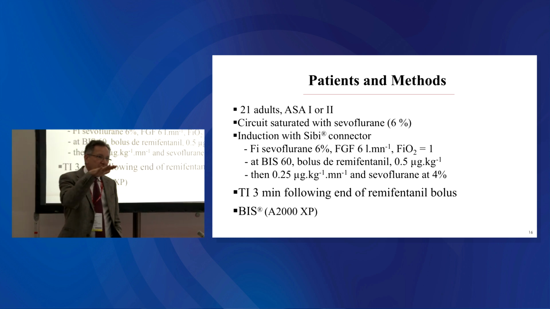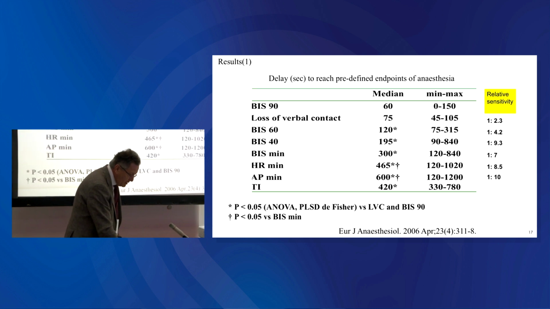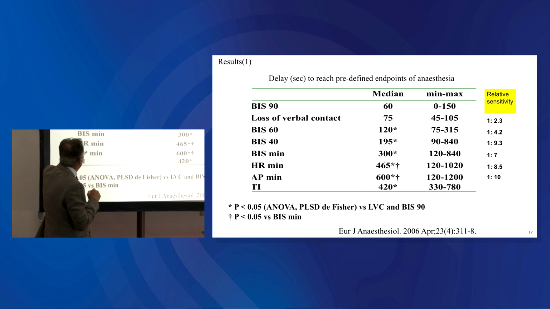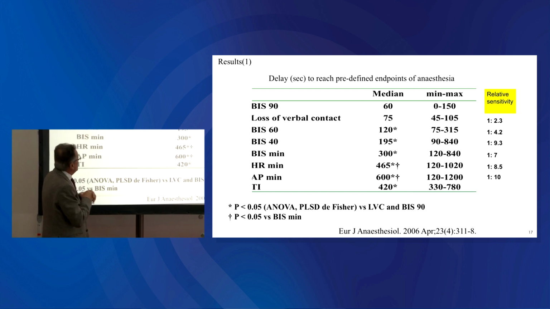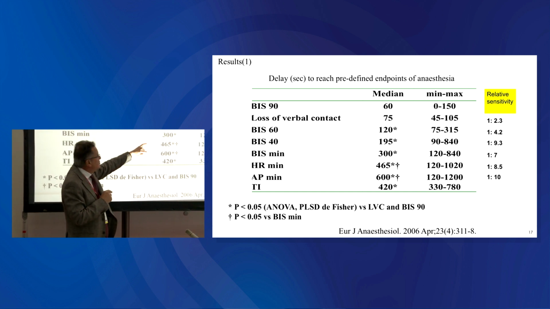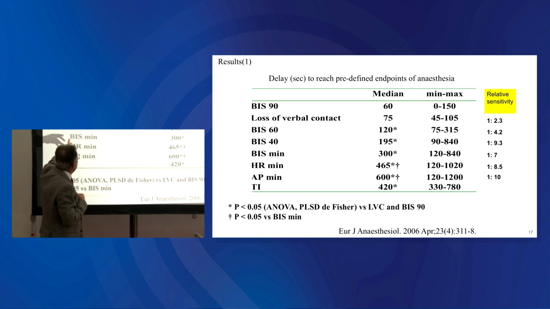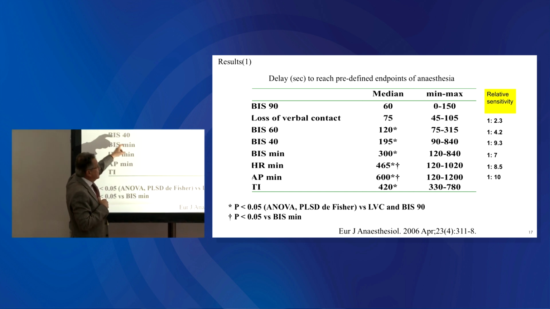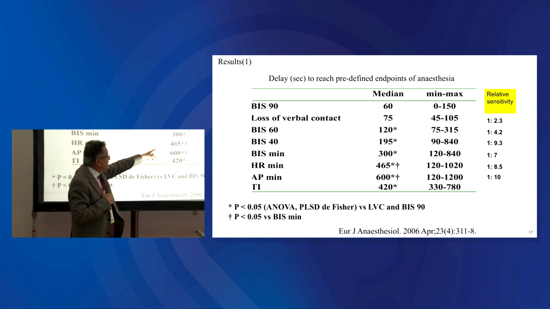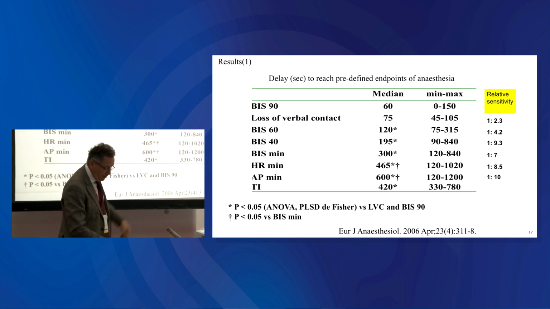We gave them a fixed inhaled concentration of sevoflurane. And the question being asked was, what was the time to reach defined endpoints of anesthesia? So look at loss of response to verbal contact: 75 seconds in median, but it goes from 45 seconds to 105. This is a 1 to 2.3 increase. Now if you look at BIS 40, it goes 3 minutes on average, sorry, median, but it goes from 90 to 840 seconds, which is 1 to 9.3.